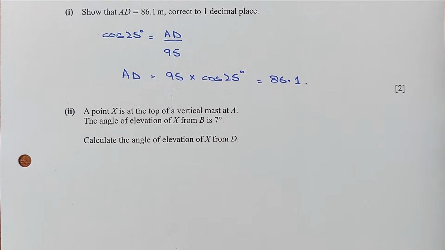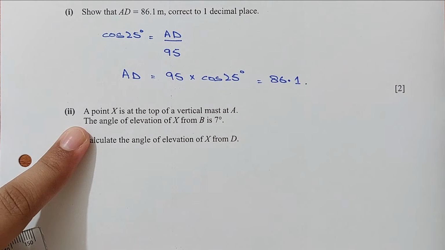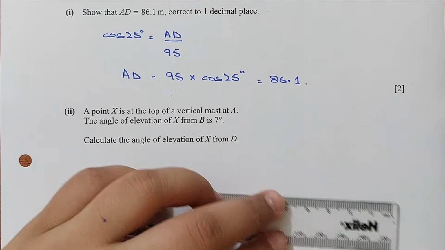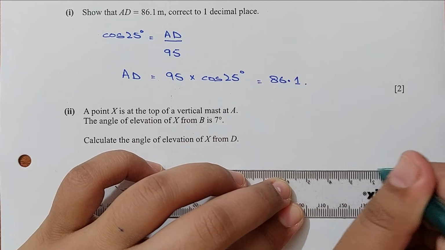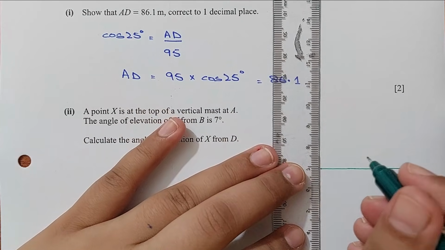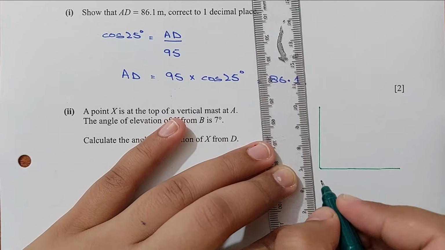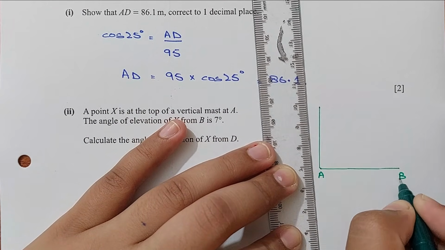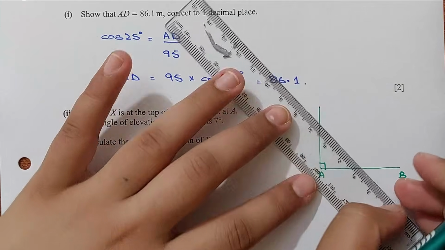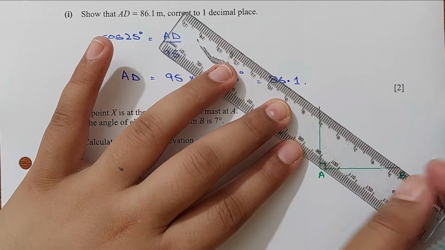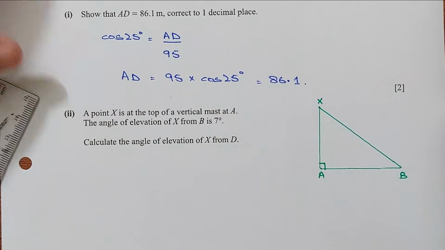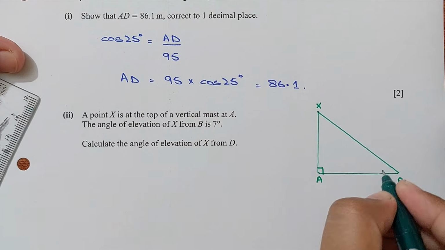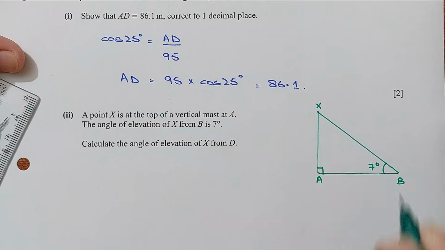Let me draw this separately. The point X is at the top of the vertical mast at A. It means this is a right angle triangle. This is A and B, so A is the right angle, right? And here is the point X, right? And the angle of elevation of X from B is 7 degrees. This is 7 degrees, right?